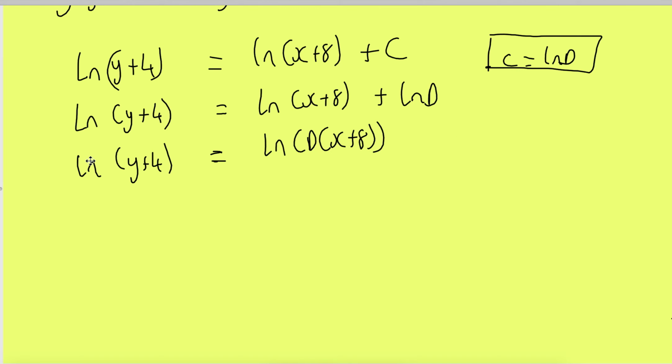Right, now I'm ready. I can take the ln's off, because remember, you can just imagine I'm taking the exponential of that side and the exponential of that side. So that means that these two cancel off and these two cancel off. So y plus 4 equals dx plus 8. And if you want, you could write that as dx plus 8d if you wanted. It makes no difference to me.